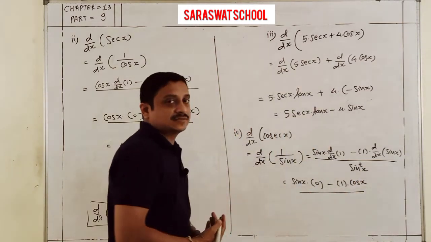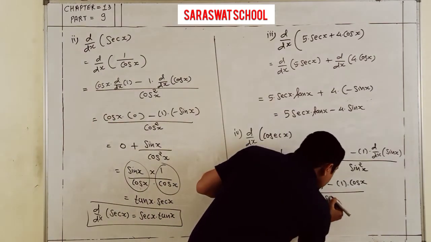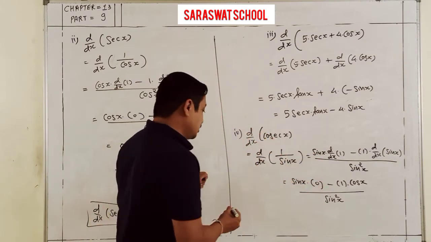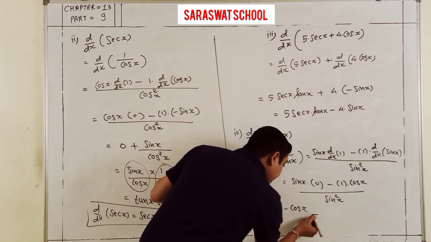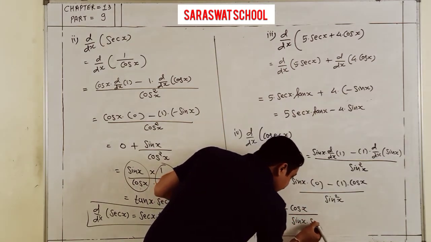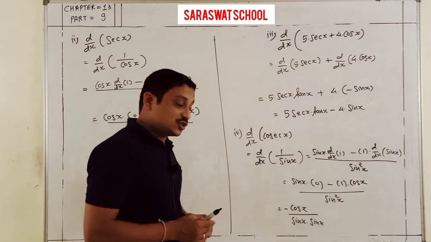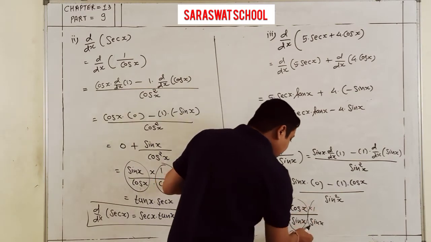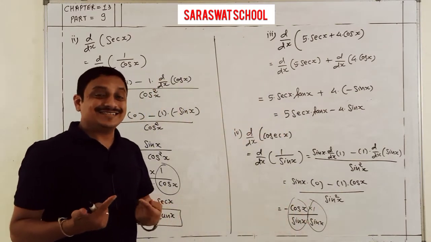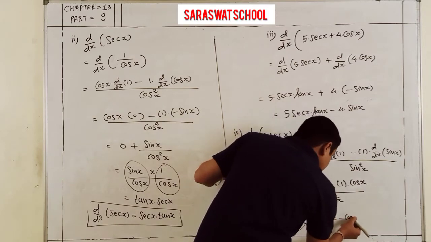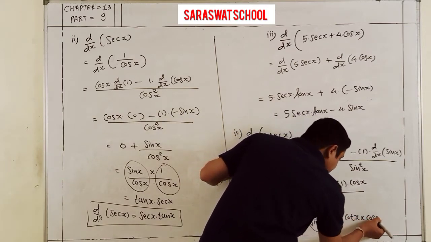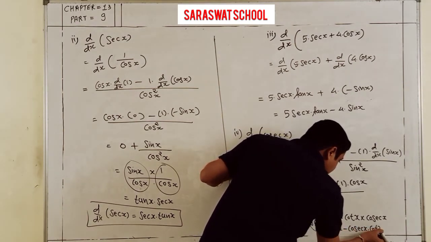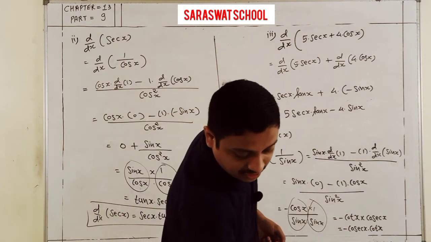So sin x stays, the derivative of the constant 1 with respect to x is 0, and minus here the derivative of sin, which is cos x, and the denominator is the same. Now students, you just separate it. This term becomes 0. You have only minus cos x by sin x into sin x. Actually I want sin square x in the denominator, so 1. So minus cot x, and 1 by sin is cosec x. So your derivative answer is minus cosec x cot x.